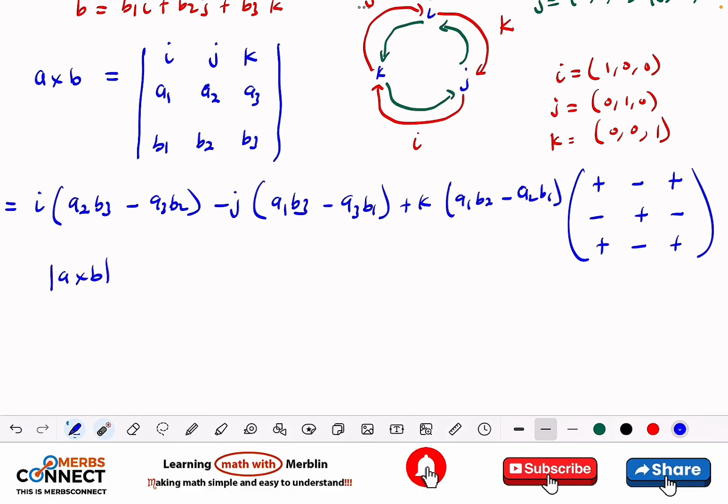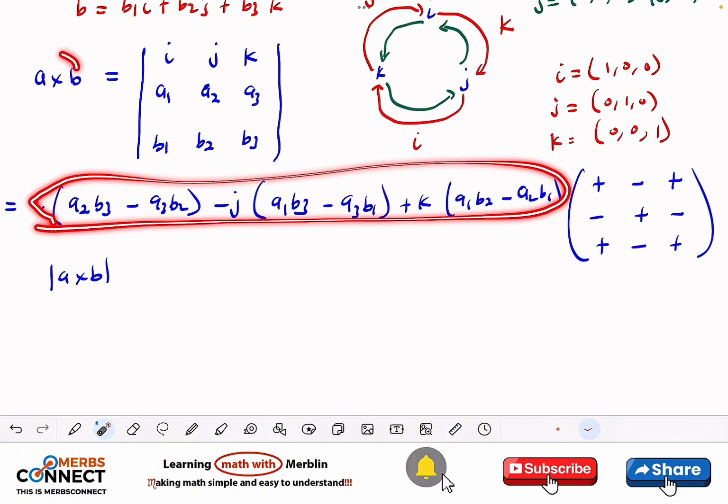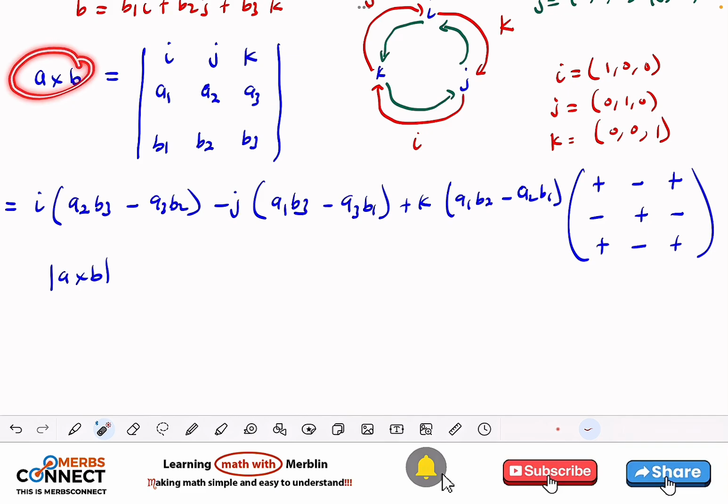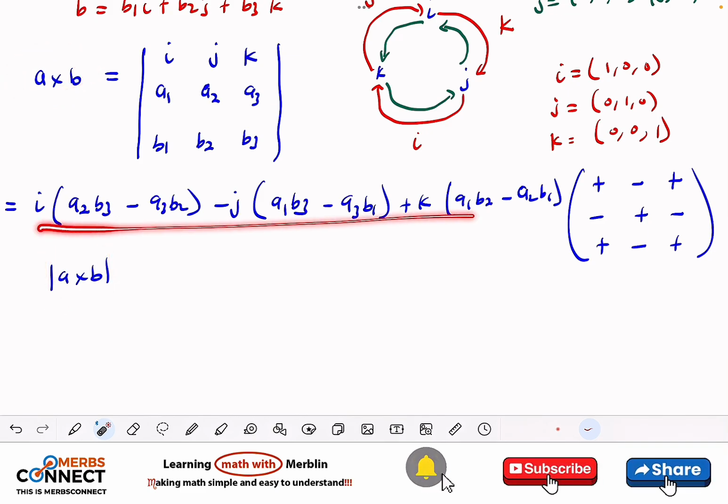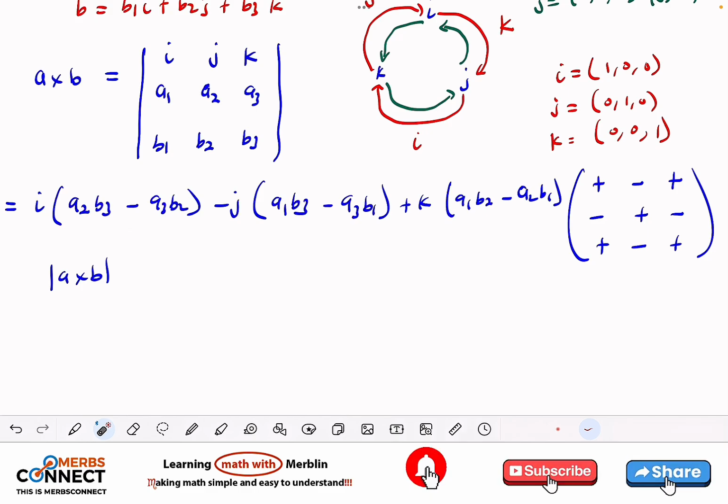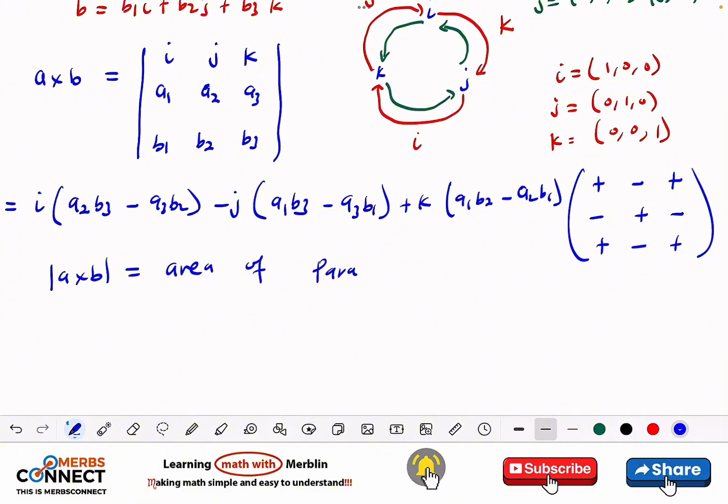When you are done finding A cross B, like this one, and we find the magnitude, it means this is going to be a vector, right? So now we know how to find the magnitude of a vector from the previous videos. So the magnitude of the cross of A and B is actually the area of a parallelogram. It's very important. It's the area of a parallelogram, right?